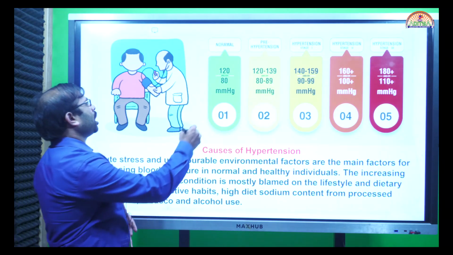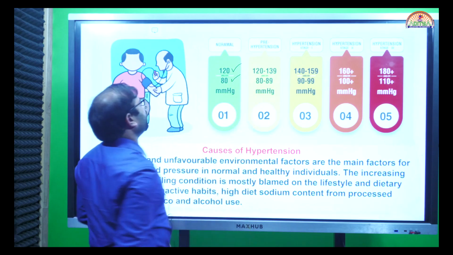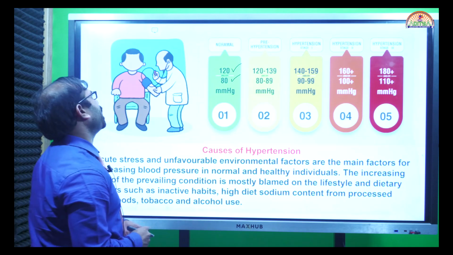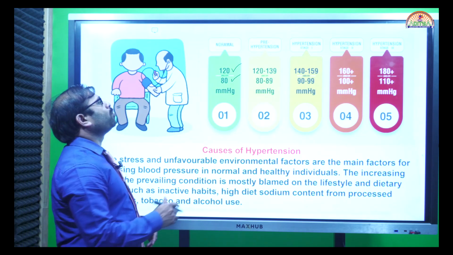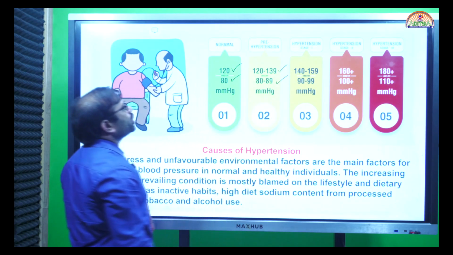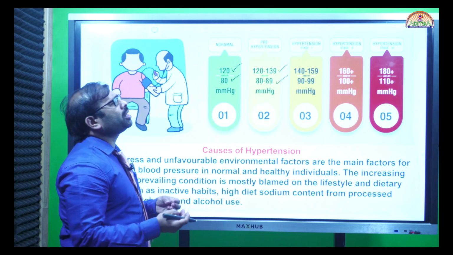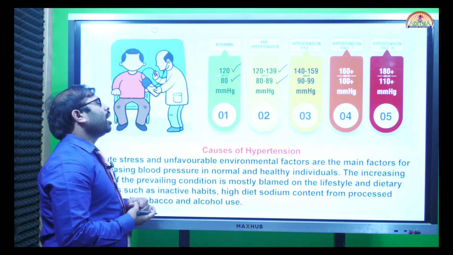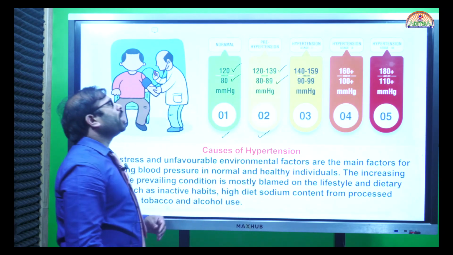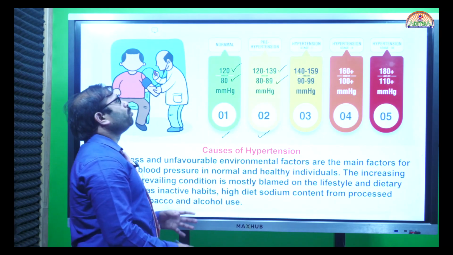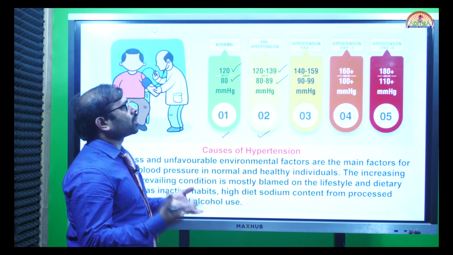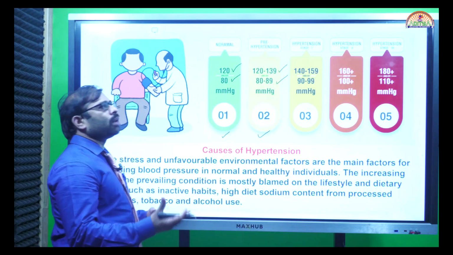Normal blood pressure is 120/80 mm of Hg. Healthy people have that normal blood pressure. If it increases from 120 to 139 and 80 to 89, there is a slight increment. That is the second stage, which we can't consider hypertension. It is pre-hypertension, a symptom for hypertension, because it has not crossed 140/90 as per the WHO rules.